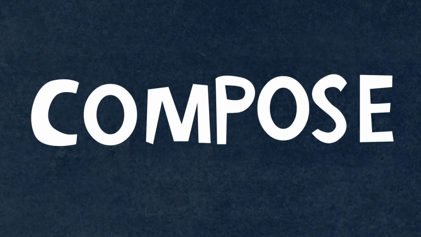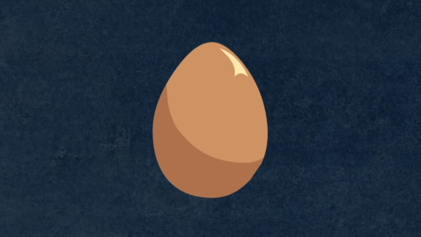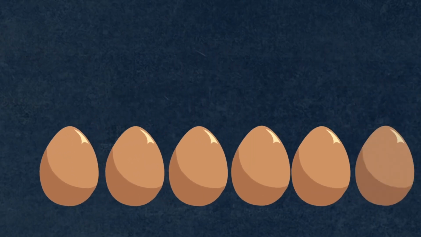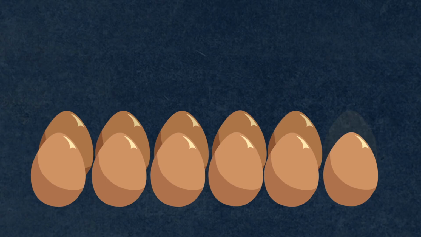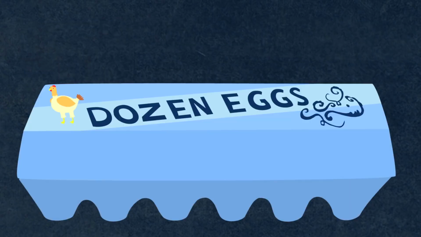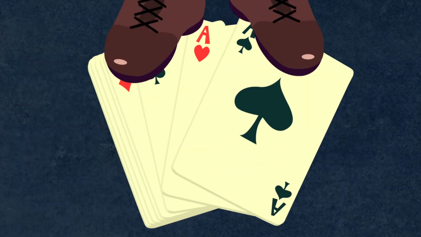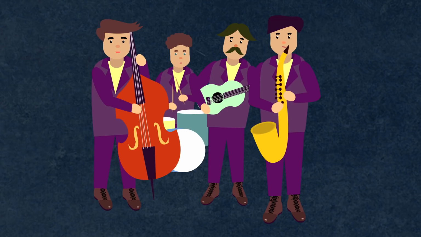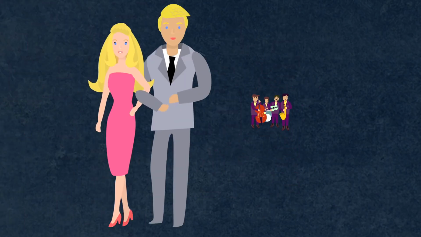When we compose units, we take a bunch of things, we put them together to make a bigger thing. Like a dozen eggs. We take 12 eggs, put them together to make a group, and we call that group a dozen. A dozen eggs is a composed unit. Other examples of composed units include a deck of cards, a pair of shoes, a jazz quartet, and of course Barbie and Ken make a couple.